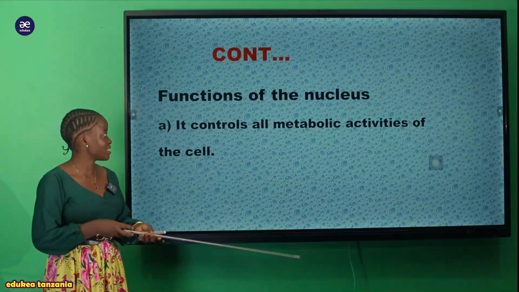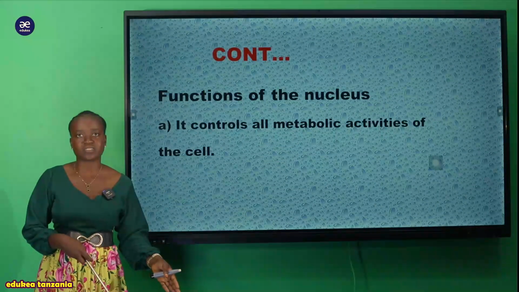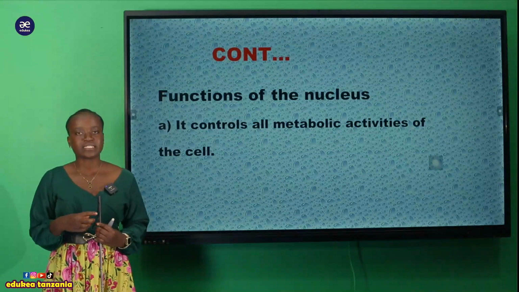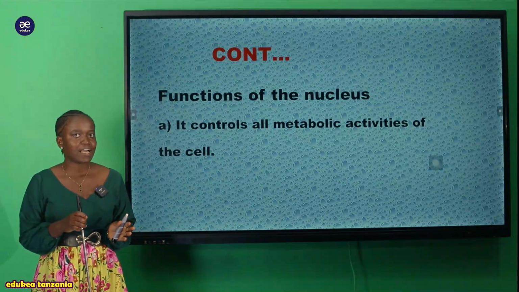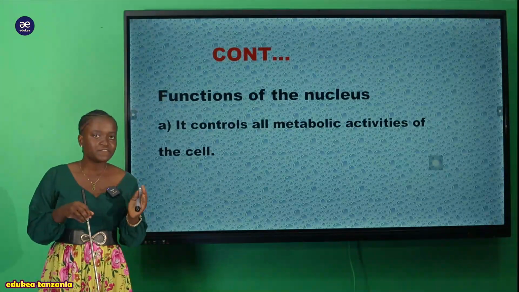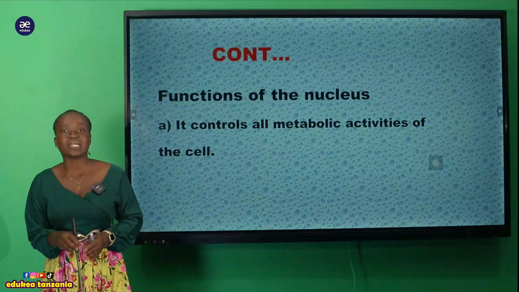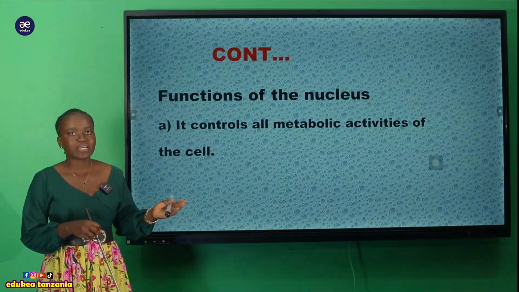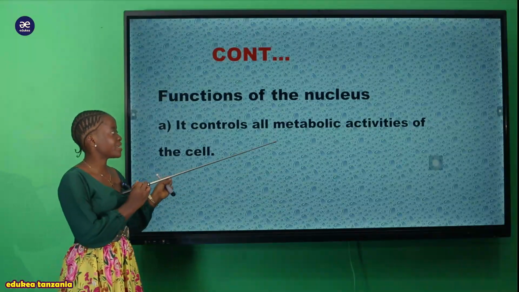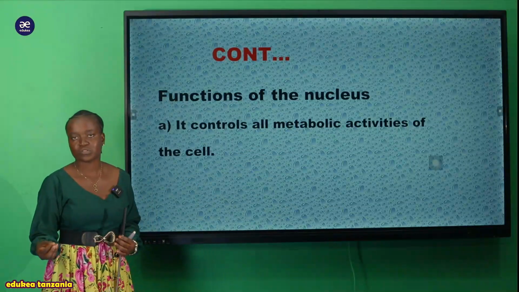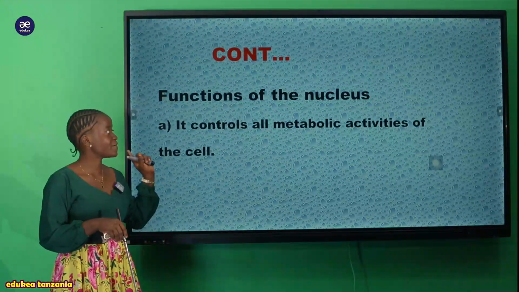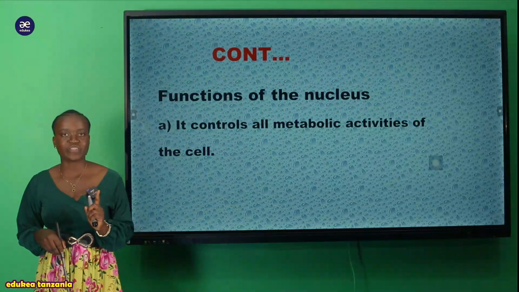But another kind of metabolic process here includes growth. You know that in order for growth to occur, there must be cell division. And the cell division, remember, occurs within the chromosomes. So now you can see the importance of this nucleus. It helps in metabolic activities such as growth to occur within a living organism. So that is the main function of the nucleus.